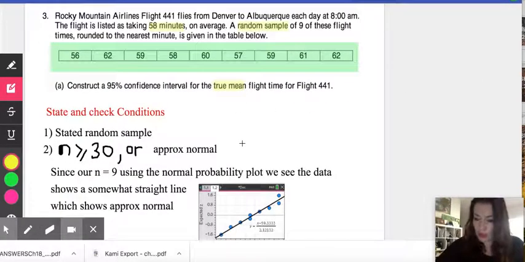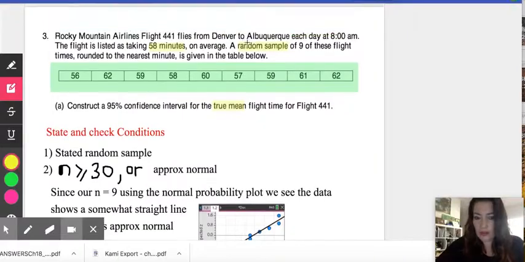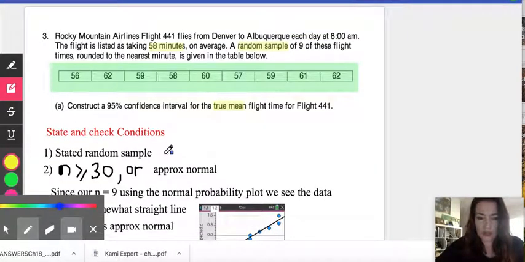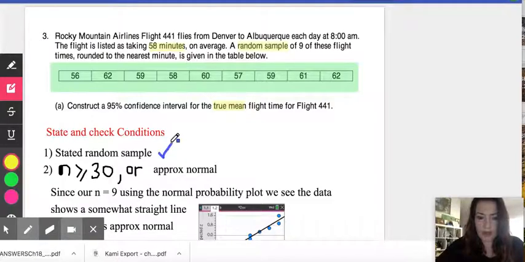The first thing we're going to do is state and check the conditions. Number 1, it states it's a random sample, so I have that checked off over here. Number 2, do we have a sample size that's greater than or equal to 30? We do not. Our sample size is n equals 9. So that is a bit of a problem.